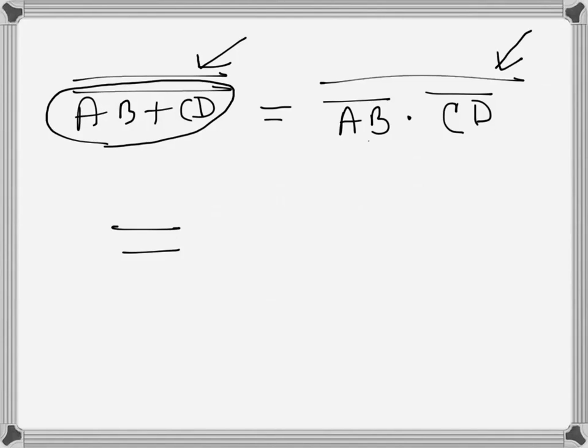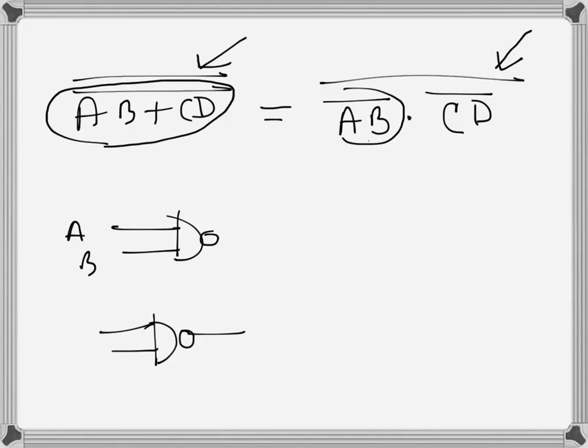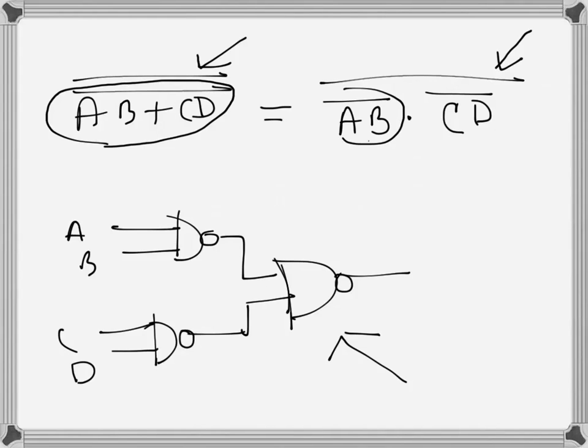So AB can be implemented here. This part is just AB NANDed, this part is CD NANDed, and then the whole thing is again NANDed. So there is another NAND gate, and we actually needed just 3 NAND gates to implement this whole expression, and it is one NAND gate IC. A 14 pin IC will actually contain four 2-input NAND gates. So we can implement this whole expression using only one NAND gate IC.